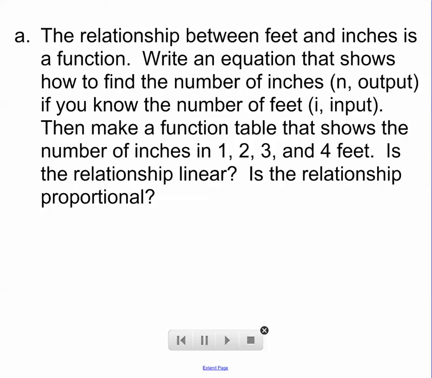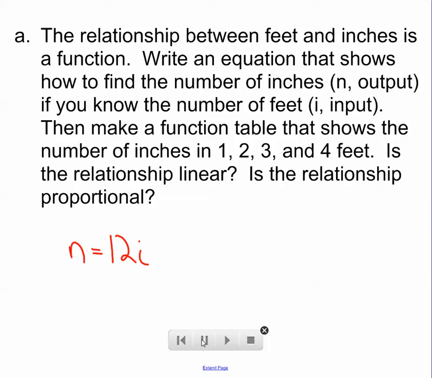The relationship between feet and inches is a function. Write an equation that shows how to find the number of inches, n, output, if you know the number of feet, I, input. Then make a function table that shows the number of inches in 1, 2, 3, and 4 feet. Is the relationship linear? Is the relationship proportional? Okay, so let's start off here.